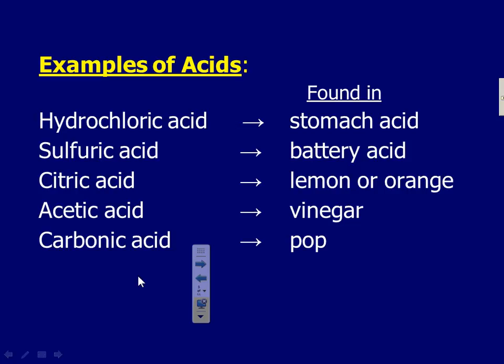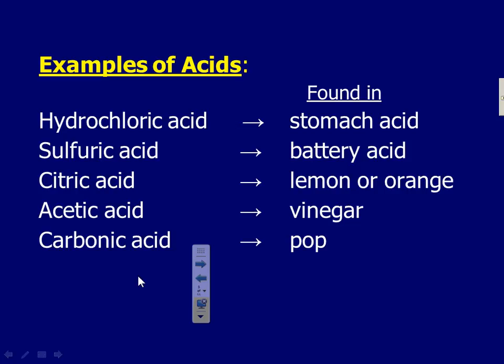Some other common acids. Hydrochloric acid starts with an H. That's stomach acid. Sulfuric acid. We're going to use some sulfuric acid today. That's battery acid. We're not going to use it at the same strength that you find it in a battery, but we will be using it today. Citric acid, found in citrus, lemons, orange. Acetic acid, found in vinegar. Carbonic acid, found in pop. Many, many other acids that go with that.